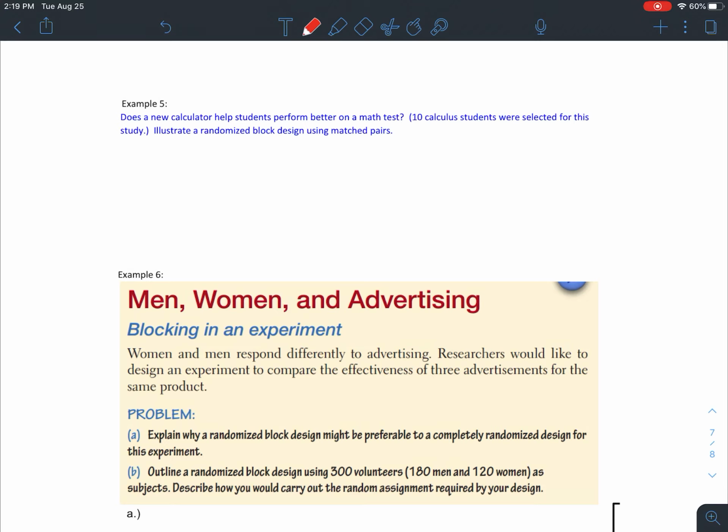Okay. So it says here, does a new calculator help students perform better on a math test? There are 10 calculus students who were selected for this study, and we want to illustrate a randomized block design using matched pairs, okay? So we have to think about how we could pair students up if we're talking about 10 calculus students, and we want to see if this new calculator compared to the old calculator would give them better results, okay?